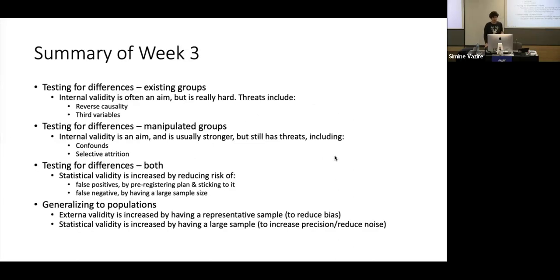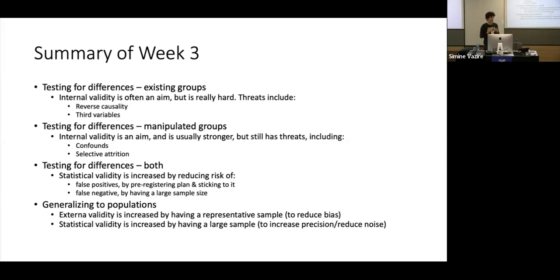last week. Within the category of testing for differences, we talked about comparing existing groups and comparing manipulated groups, and the different challenges for internal validity or causal inference between those two kinds of designs. When you're comparing existing groups, the biggest challenge for internal validity is that there could be other causal explanations. It doesn't have to be X causing Y, it could be Y causing X, or other variables causing both X and Y. It's really, really hard to make strong causal inferences.